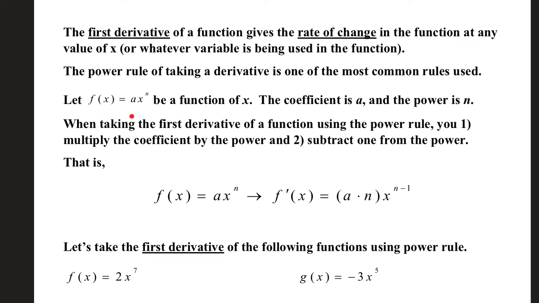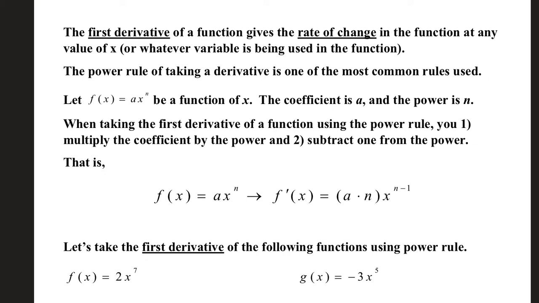Let f of x be a function defined as a polynomial where we have the form ax to the n, and we're going to let that be a function of x. A is the coefficient, n is the power. So we have the coefficient as a and the power is n.